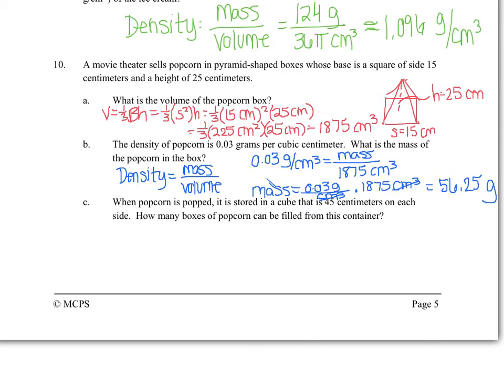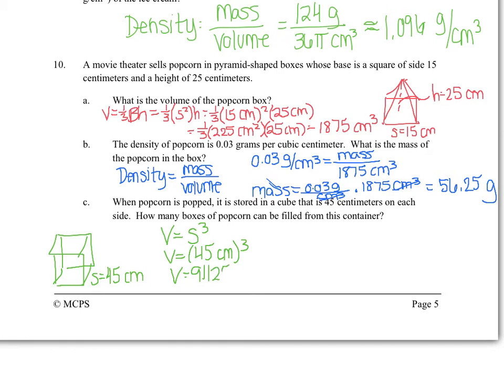Finally, part C says when popcorn is popped, it is stored in a cube that is 45 centimeters on each side. So we have our cube, we have a side that's 45 centimeters, and it says how many boxes of popcorn can be filled from this container. Well, we first of all need to know the volume of the cube. And the volume of the cube is going to be S cubed, the side length cubed. So 45 centimeters cubed is going to be 91,125 centimeters cubed.